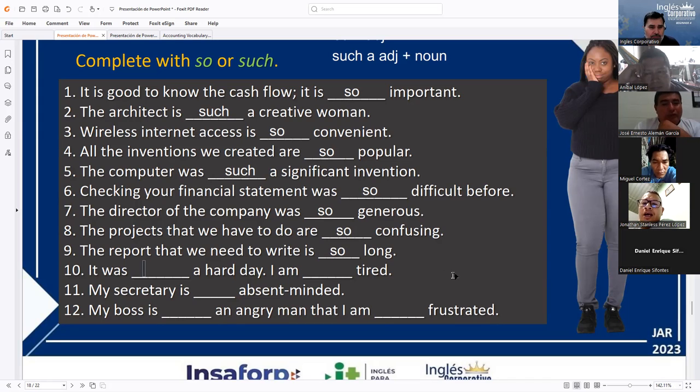It was such a hard day. Day is a noun, hard is an adjective. I'm so tired. My secretary is so absent-minded. Teacher, what's the meaning of absent-minded? Distraída, right? My boss is such an angry man. So frustrated. Excellent.